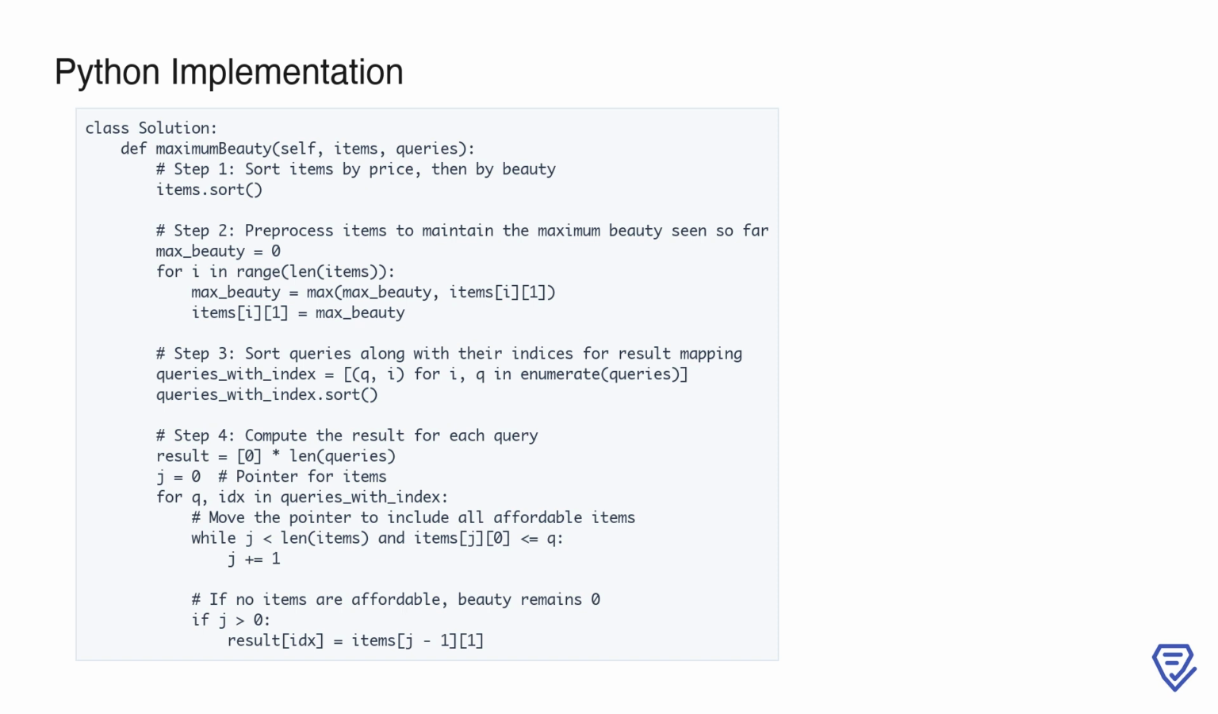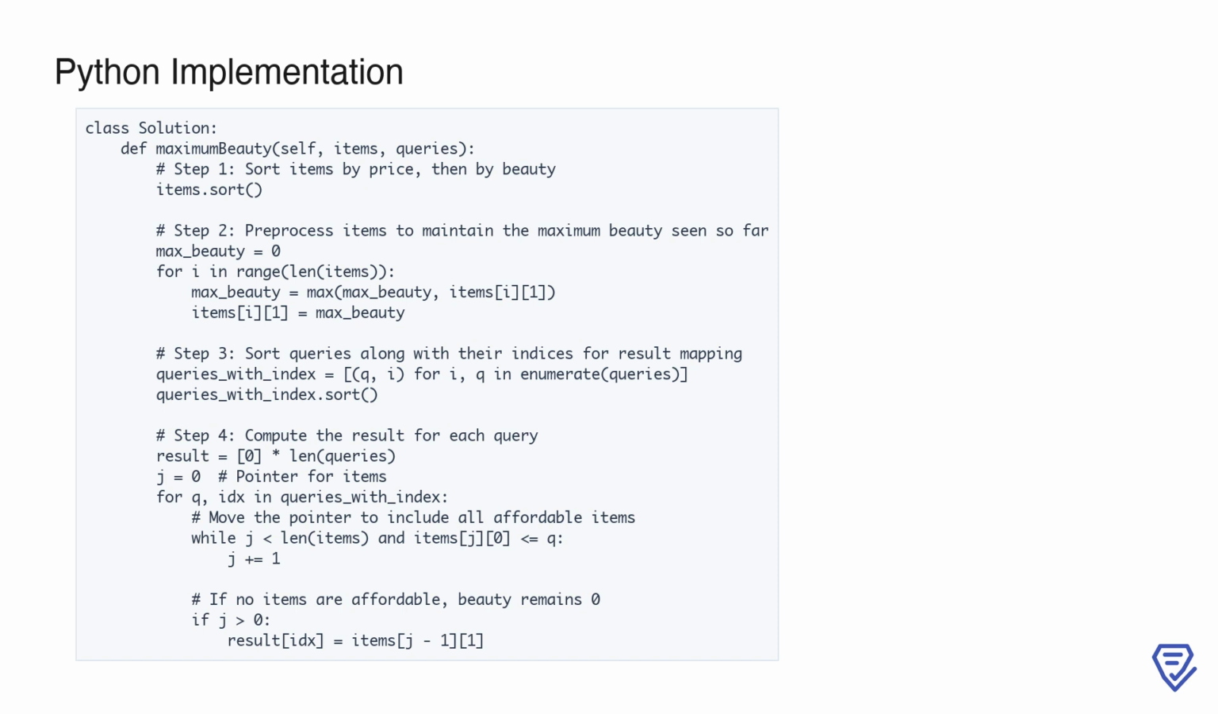Next, we pre-process the items to maintain a running maximum of the beauty values seen so far. This is done using a variable max_beauty which keeps track of the highest beauty encountered as we iterate through the sorted items. For each item, we update its beauty value to this maximum, ensuring that every item reflects the best possible beauty for its price range. After that, we prepare the queries by pairing each query value with its original index and sorting these pairs. This allows us to map results back to the original query order later.